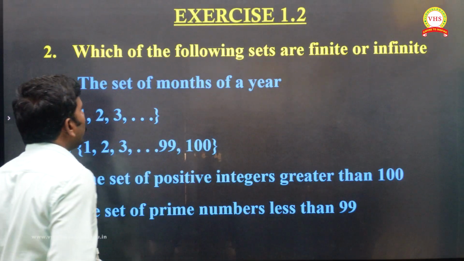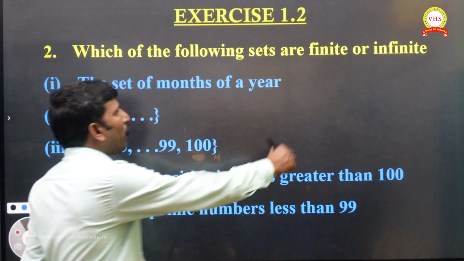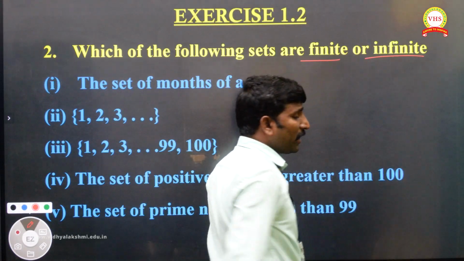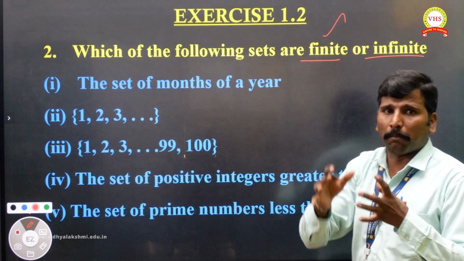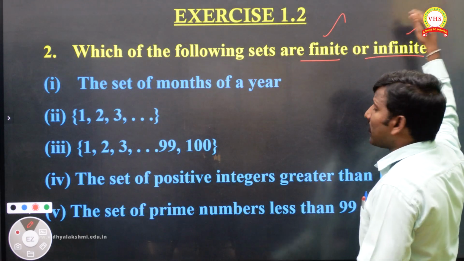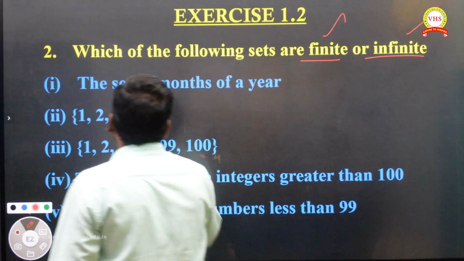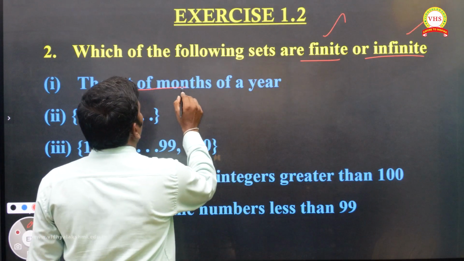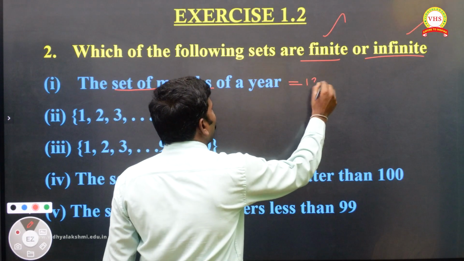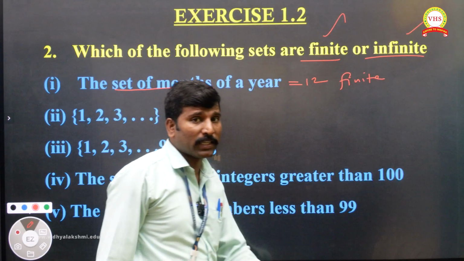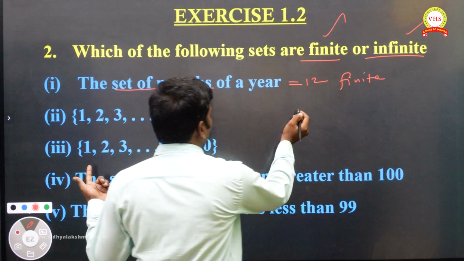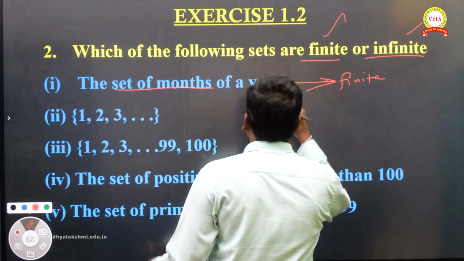Next, question number 2. Which of the following sets are finite and infinite? Finite means a countable number must be there. And infinite means there is no end point. Understand? So the set of months of a year: that is 12 months, so this will be finite. If it is countable, we can say finite. We have 12 months, so we can say this is a finite set.